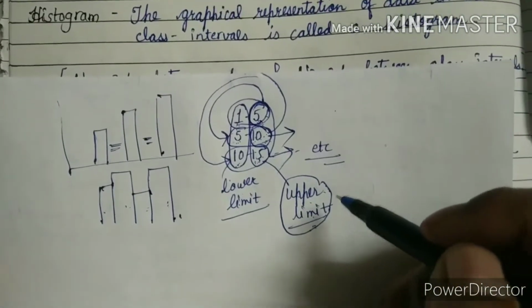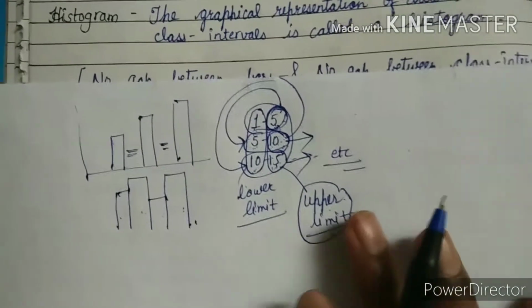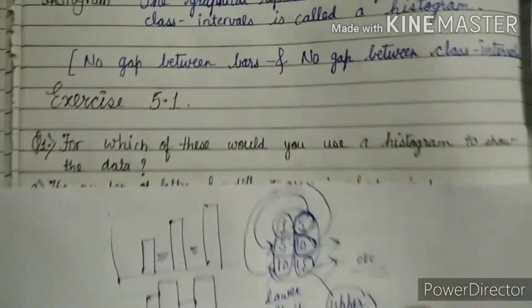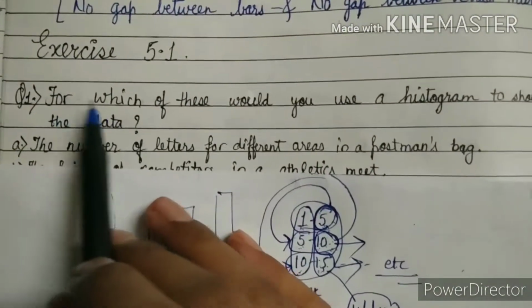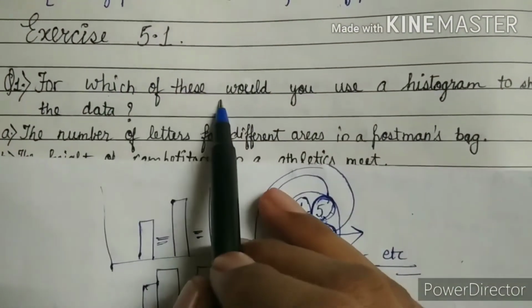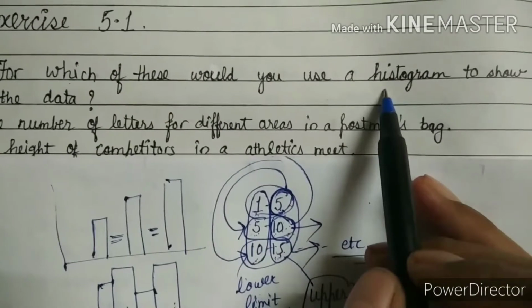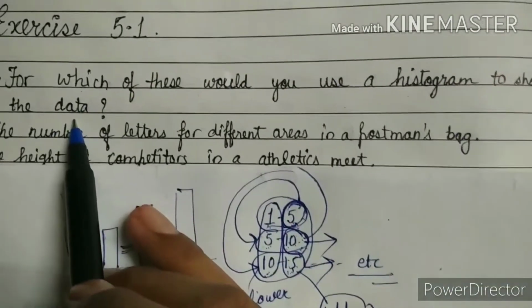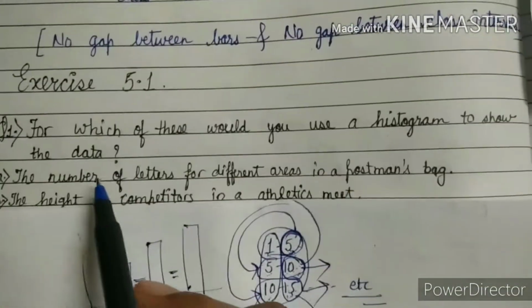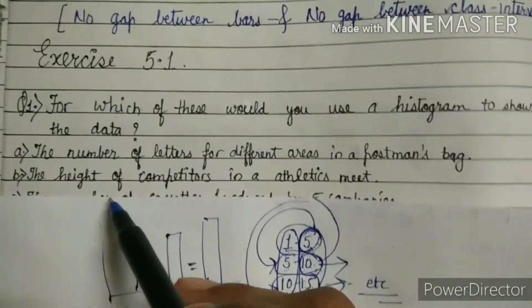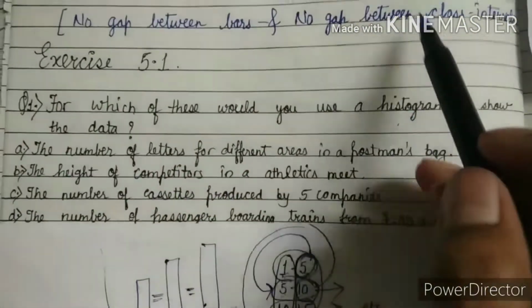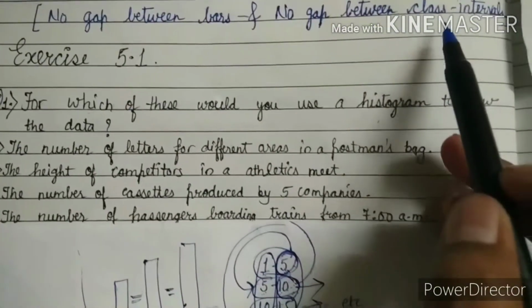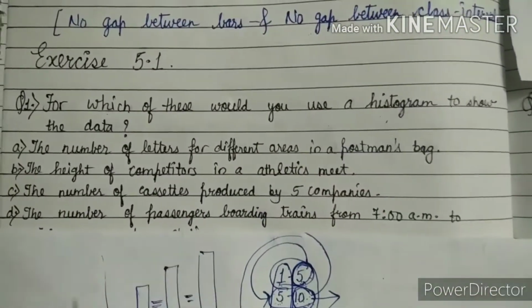Now we are going to start our exercise 5.1. Its first question is: for which of these would you use a histogram to show the data? So we have to see the situation in which we can use a histogram. I already explained histogram to you. It includes class intervals.